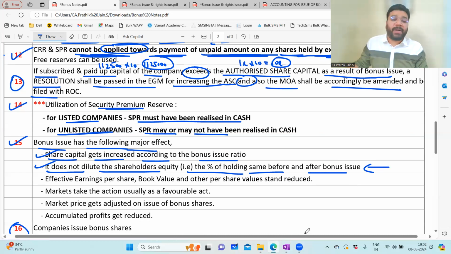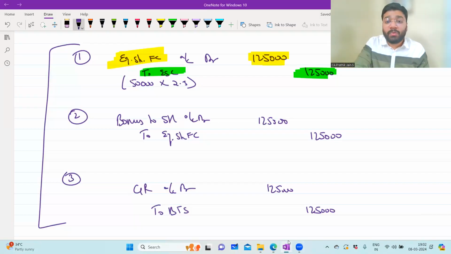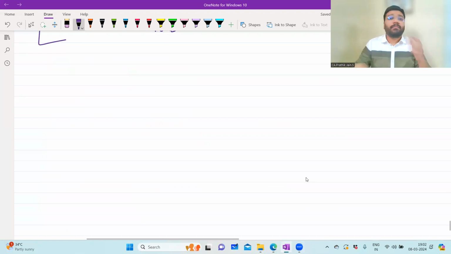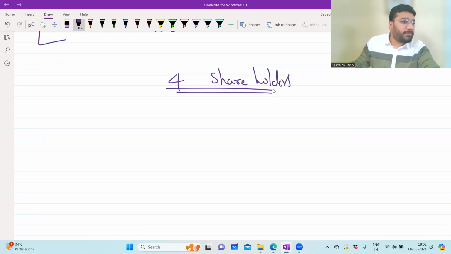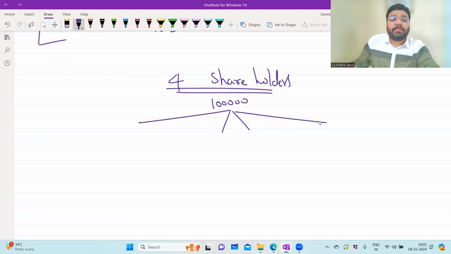Can somebody please explain this part? What are they trying to tell? There are 4 shareholders. Each contributed 25,000 rupees. So 1 lakh rupees is the total capital. This is A, B, C, and D. 25,000 rupees each one of them contributed.